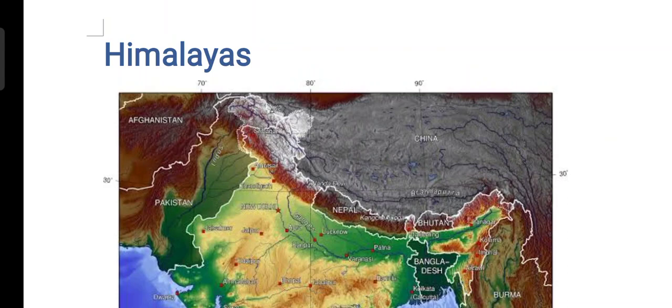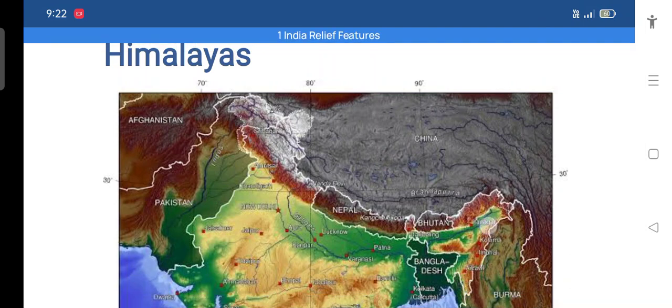Today, we are going to learn 10th class Social Studies first lesson, India Relief Features. The subtopic is the Himalayas. The Himalayas extend from the western direction to the eastern direction.